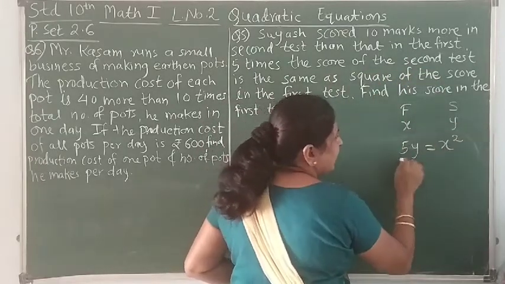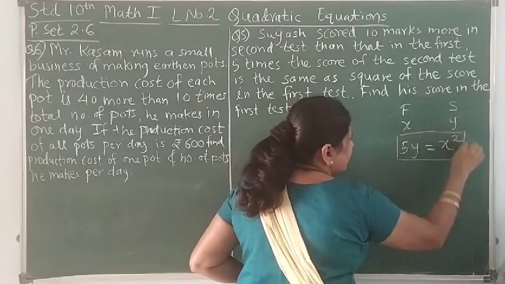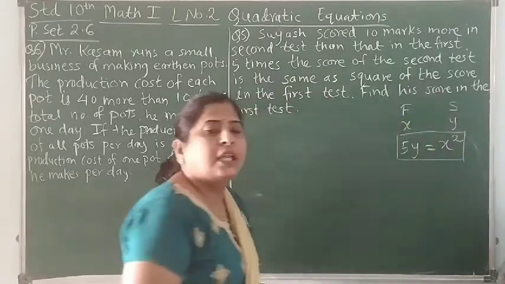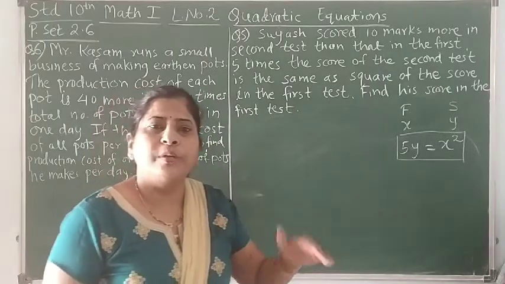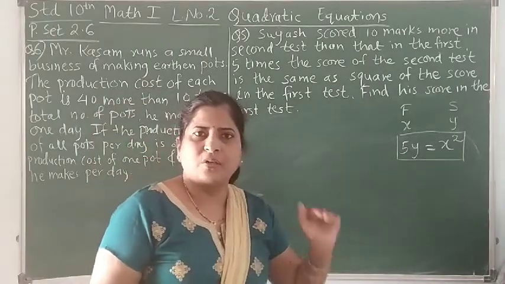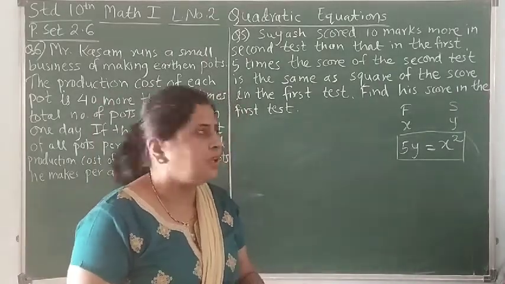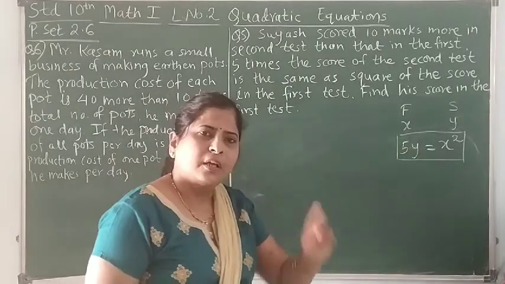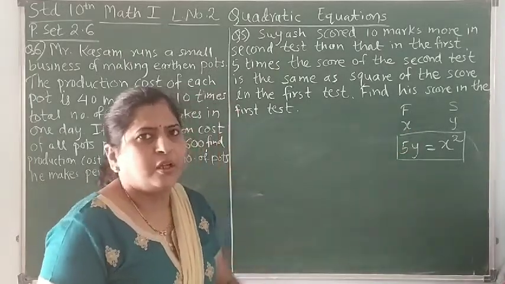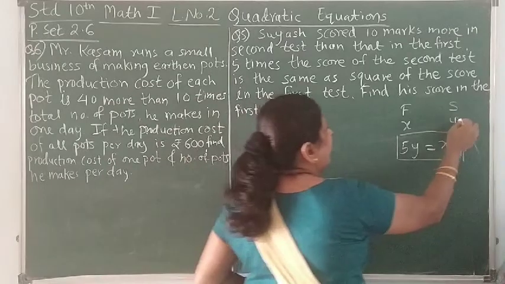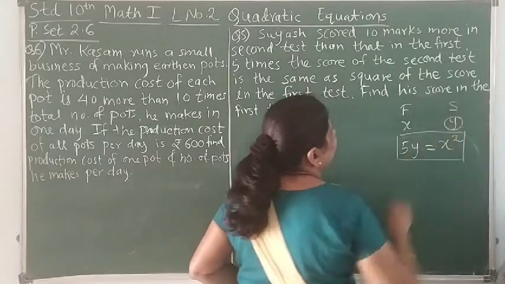Okay. So when we get an equation like this, what do we find? The degree of the variable x is 2. It means it is not a linear equation. It is a quadratic. And if it is not linear, we should not use two variables. We should use only one variable. So what can we do with this y?